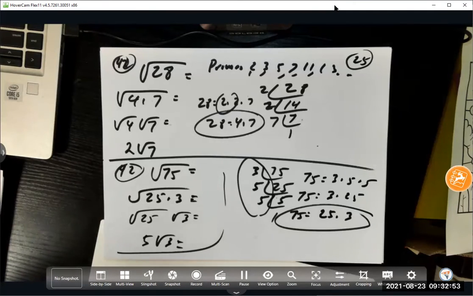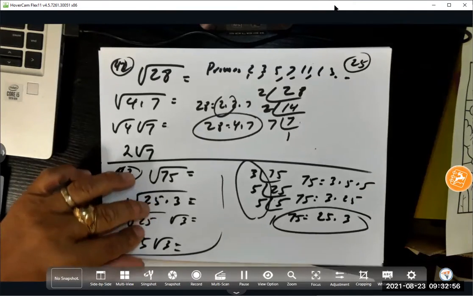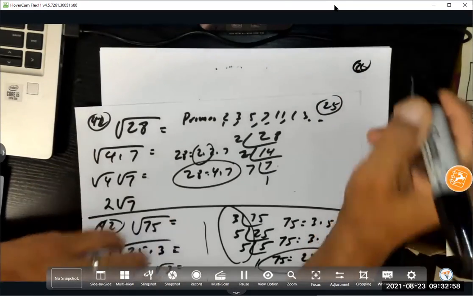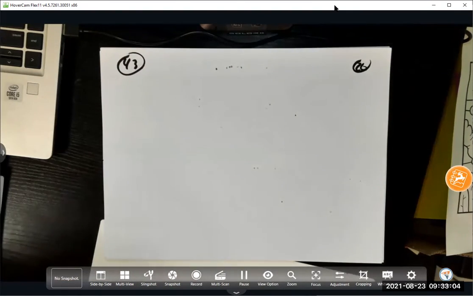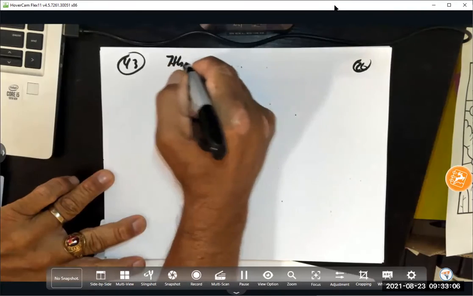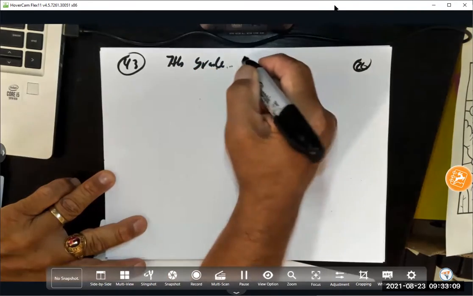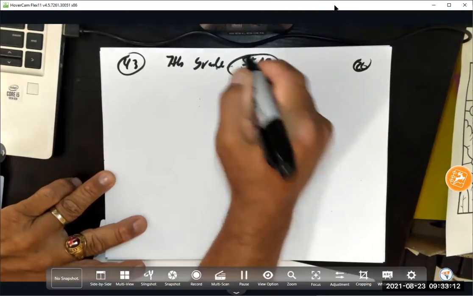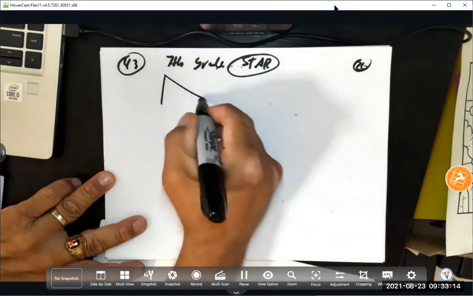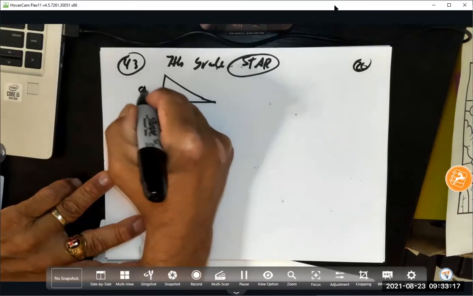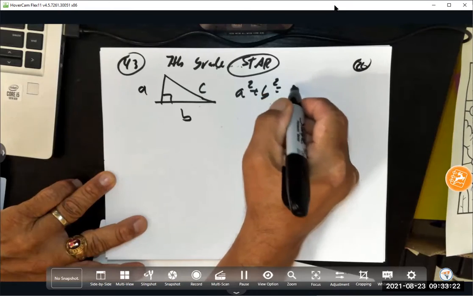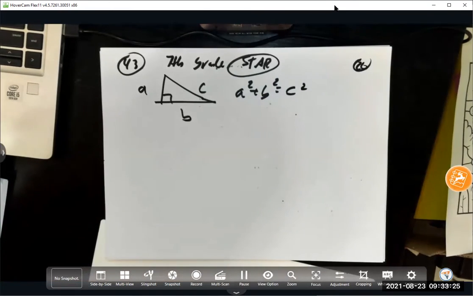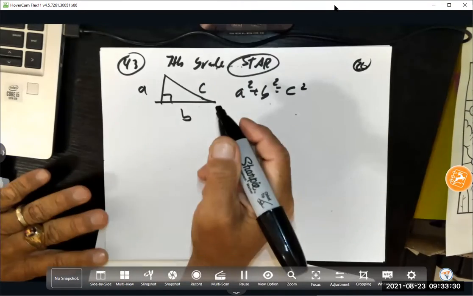42 is okay. Let's go to 43, okay? All right. When you were in, I don't know, somewhere, 7th grade, you were getting ready for the STAR exam. You have stuff like this. You have triangles. They look like this, right triangles. This is A, B, and C. You have A squared plus B squared equals C squared. Remember this Pythagorean theorem? Remember that word? Pythagoras, whatever. Yes? Okay. Well, I'll just pretend that you do.